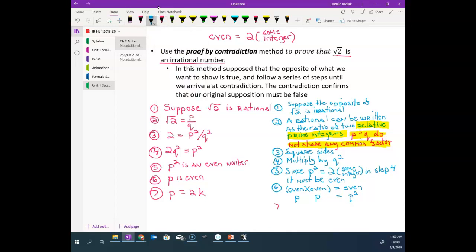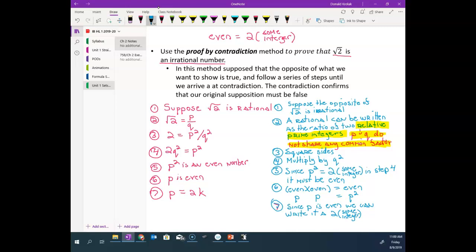Okay, so step 7, the justification for it: since p is even, I can write it as 2 times some number. Since p is even, we can write it as 2 times some integer. That integer is represented by the letter k.